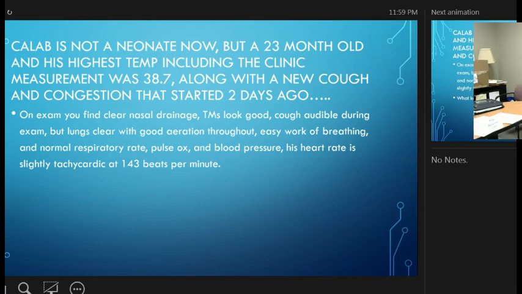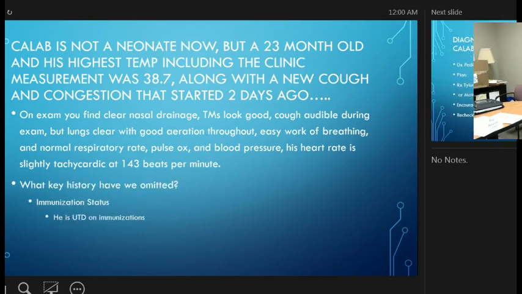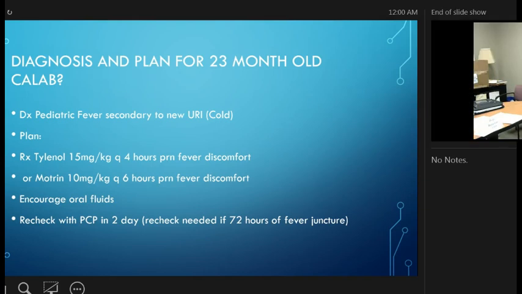On exam, you find he has clear nasal drainage, his TMs look good, his cough is audible during the exam, but his lungs are clear, good aeration throughout, easy work of breathing, a normal respiratory rate, pulse ox, and blood pressure. His heart rate is slightly tachycardic at 143 beats per minute, but you'd expect an elevation with a fever. Again, we omitted the immunization status, but he's up to date. So now, how does that change things if you look at the algorithm?